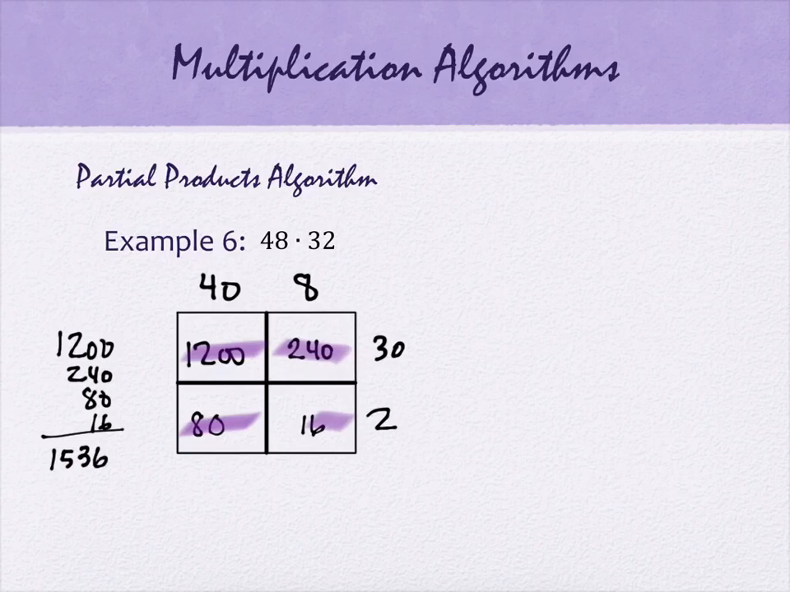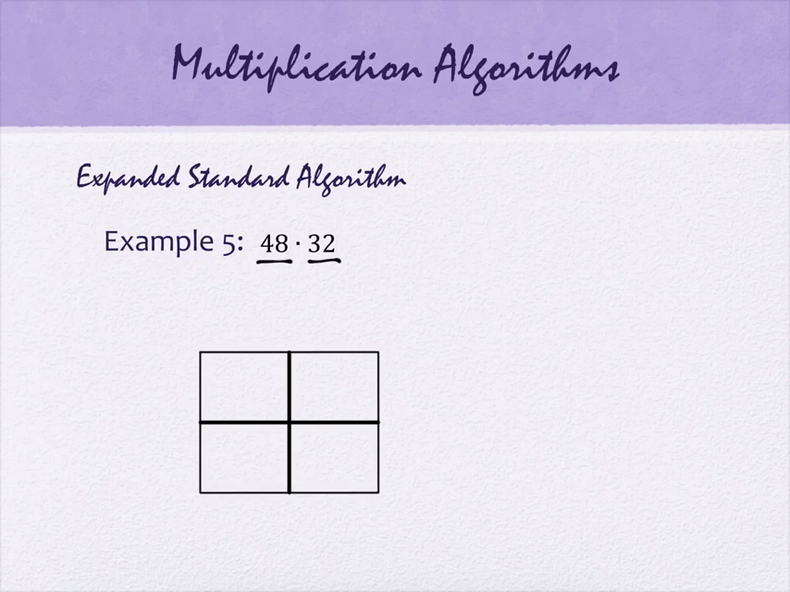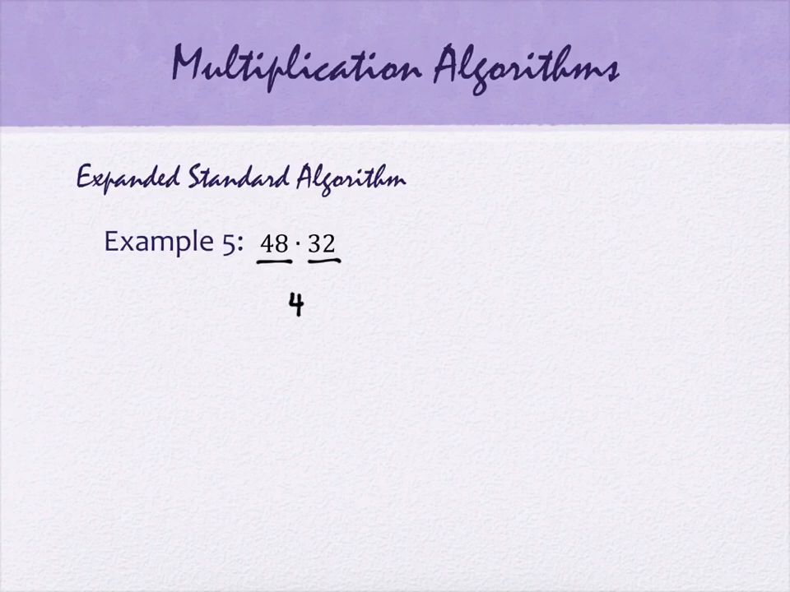Let me go back to expanded algorithm then, because that one's actually the one that I skipped. I apologize. Got just on the wrong line of my notes. It still breaks them apart like that, 40 plus 8 and 30 plus 2. But it does it without the box. It sounds sort of funny, but it does it more from a standpoint of traditional multiplication.